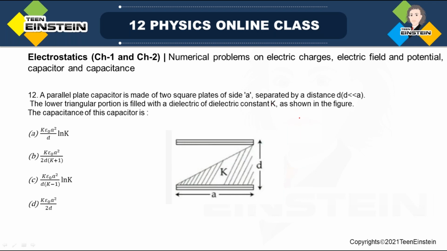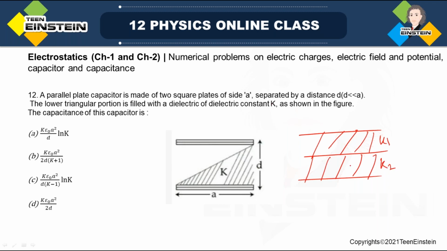It is very simple if we understand the problem. Suppose there are two separate dielectric materials having dielectric constants K1 and K2 and thicknesses T1 and T2. Then what do we do? Suppose this is the whole D.